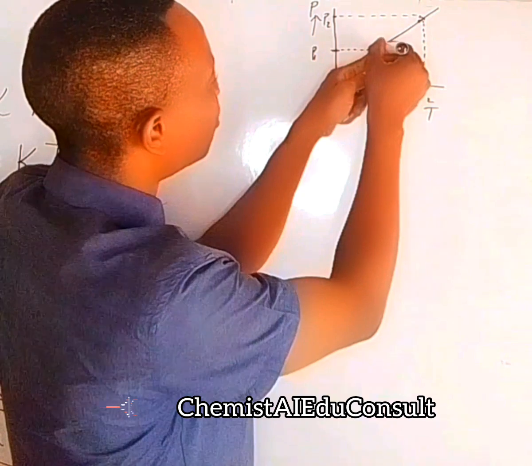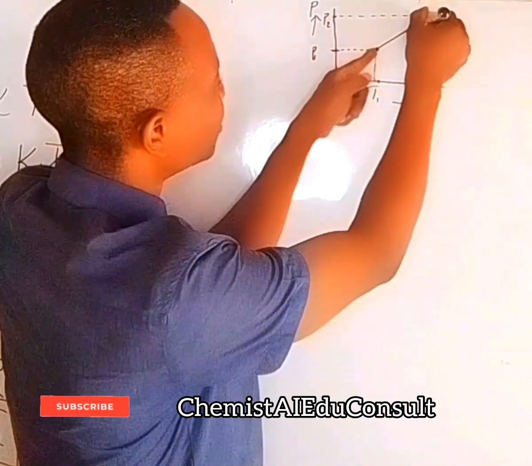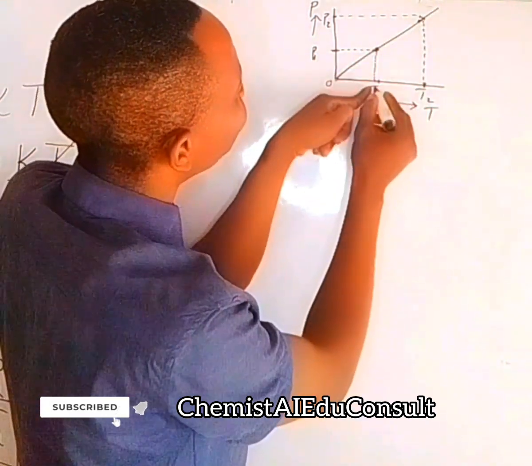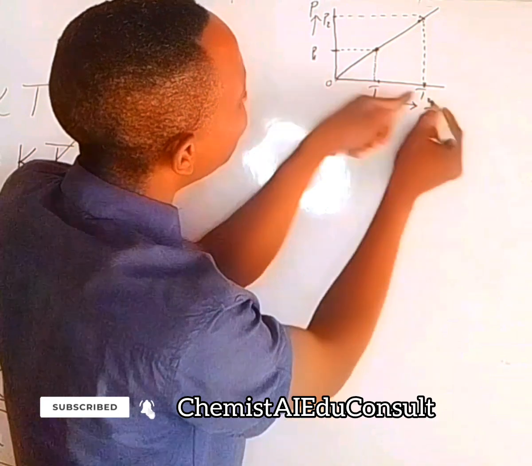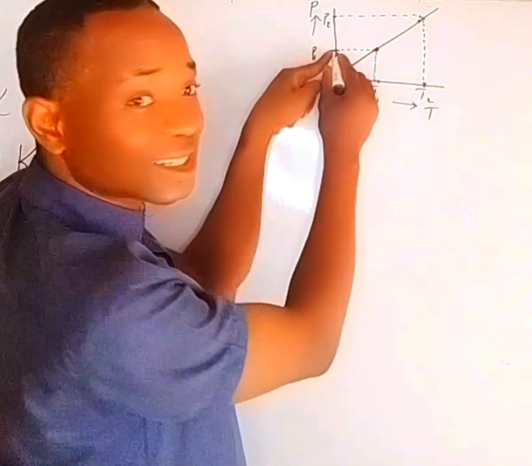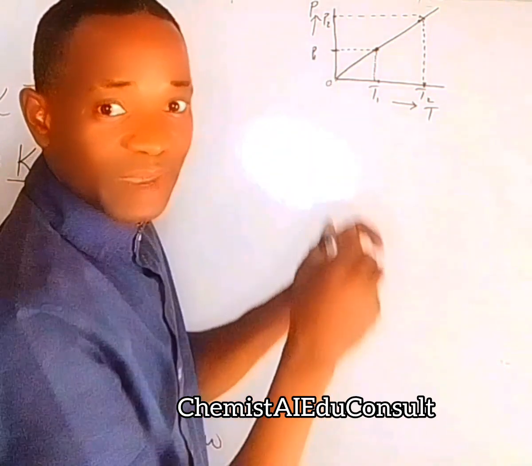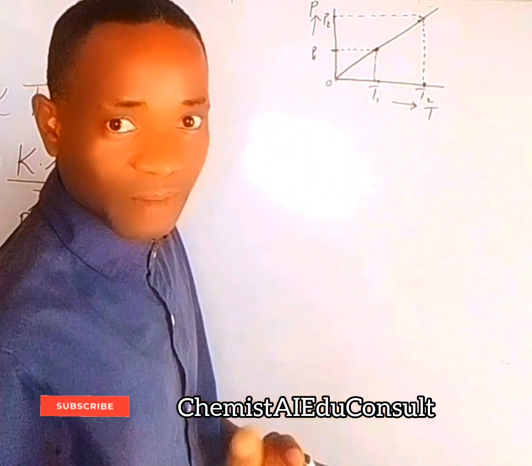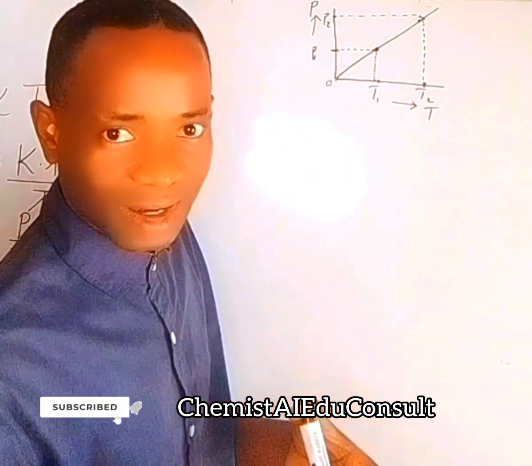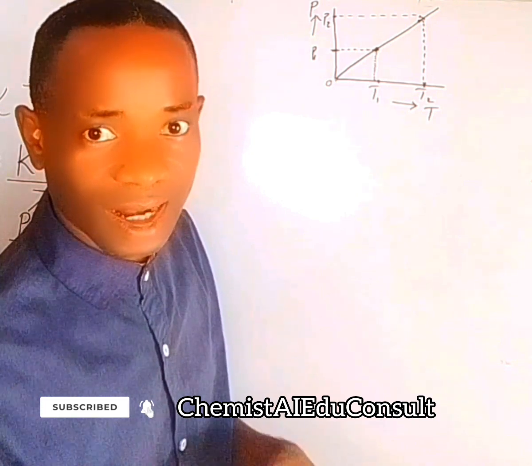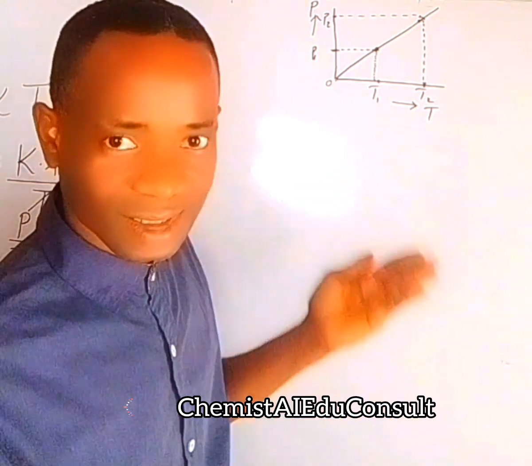As you move from this point on the graph to a higher point, temperature has increased further from T1 to T2, and pressure has increased from P1 to P2, meaning that temperature and pressure are directly proportional. And that is what Gay-Lussac's law is saying.